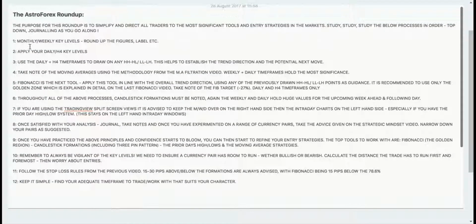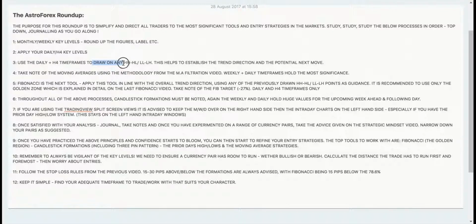Now you go into the daily and the 4-hour time frames in order to draw on and circle using the ellipse tool any higher highs, higher lows, lower highs, if there are any. I personally put on the last 3 or 4. This helps to establish the trend direction and a potential next move. And it also rules out, is a currency pair trading to the upside, downside, or is it simply sideways?